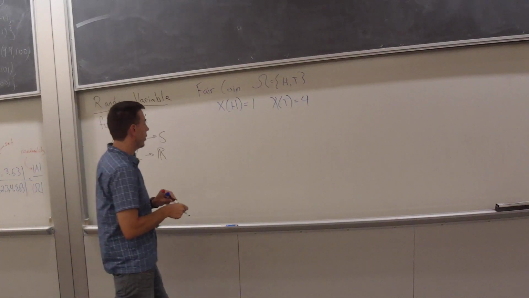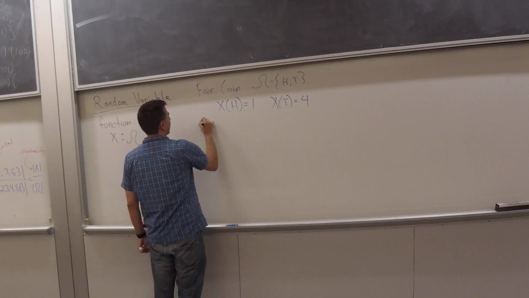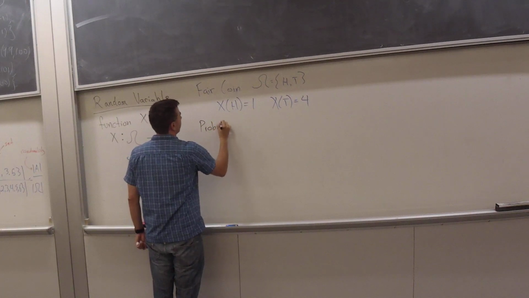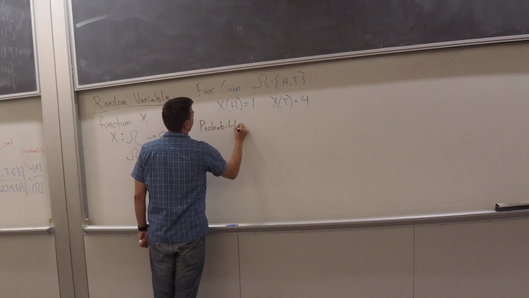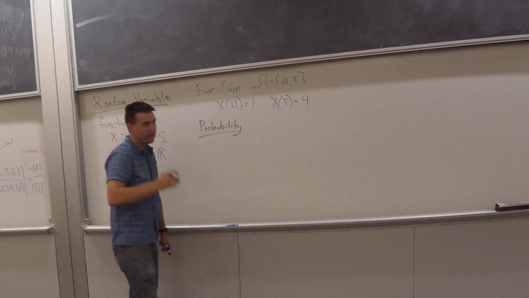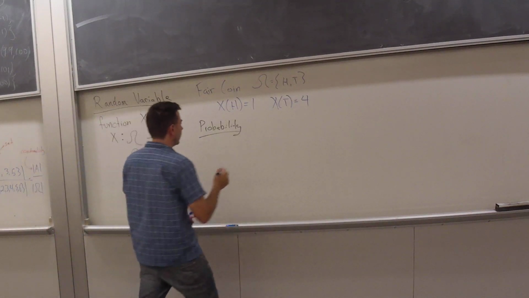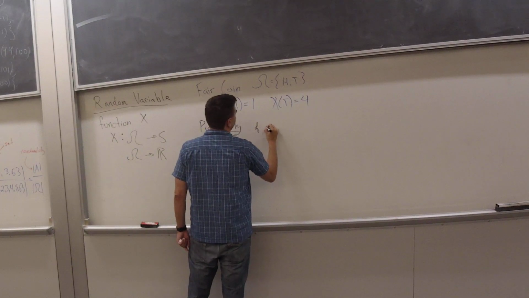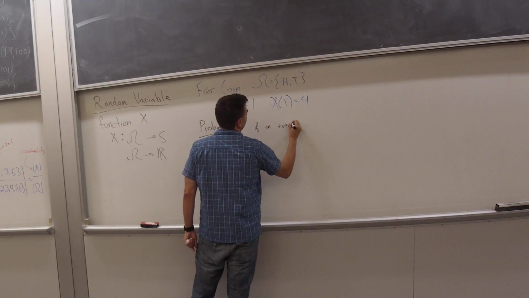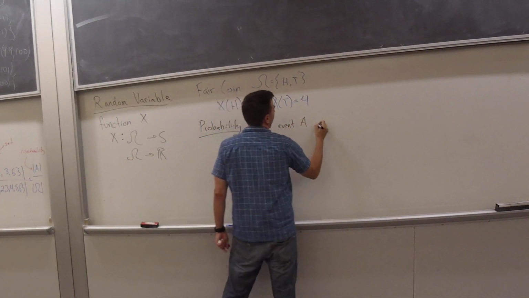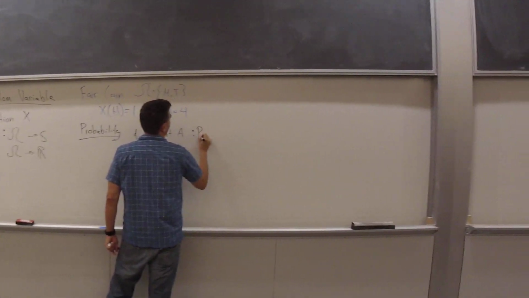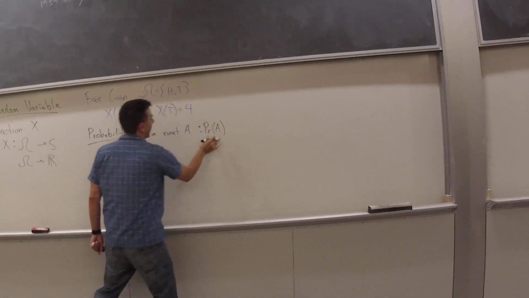So, okay, good. So now we can talk about probability. What do we mean by probability? Let's say of an event A. And we're going to write this as the probability of A.